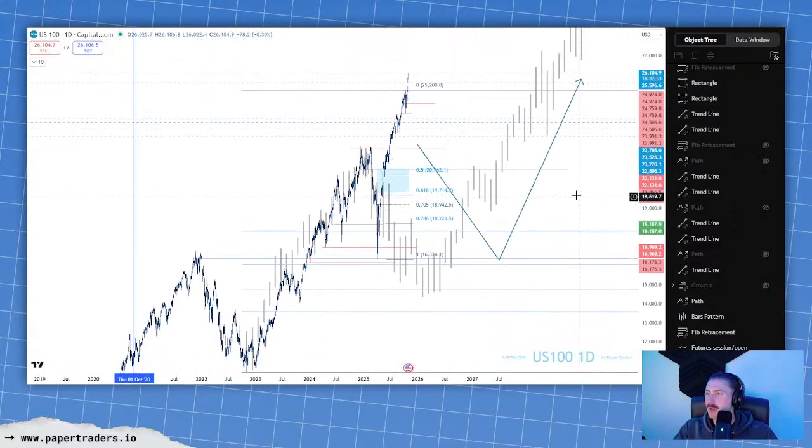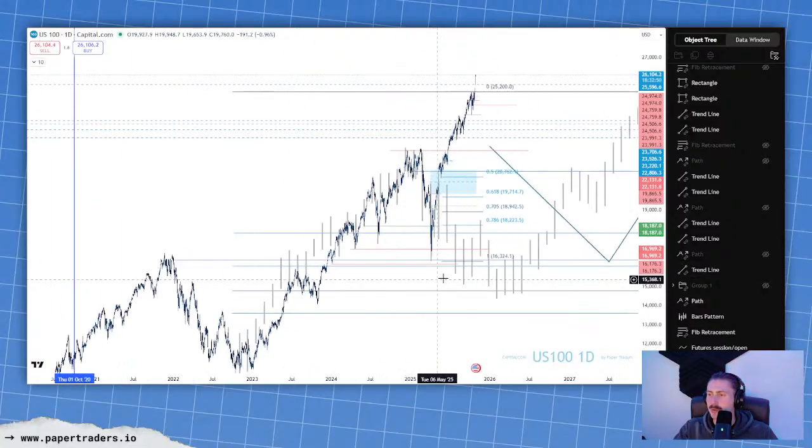This is a pretty close definition of the fractal that Mr. Hayes posted. He has a cleaner chart.